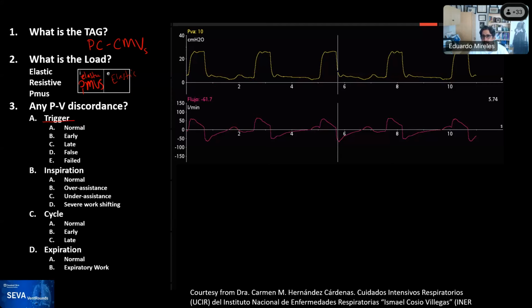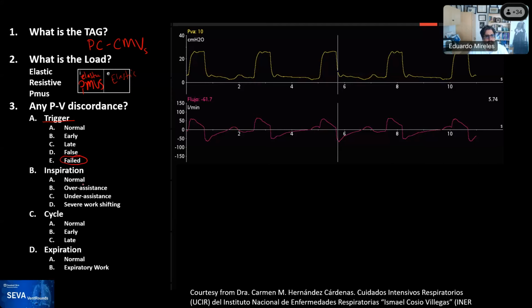So Samin is saying trigger is not sensitive enough. Yes, I mean, but how do you call that? Do you call it a failed, a false, a late, an early, a normal? There you go. So people are starting to put, there's a lot of failed, question mark. Yeah, that's how you call it. So failed.